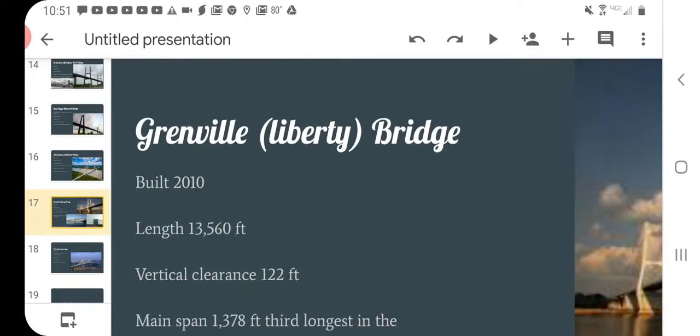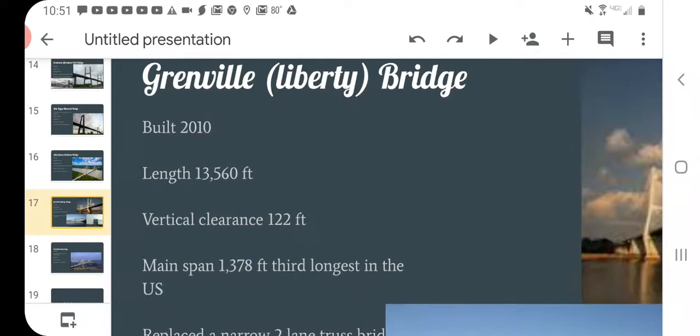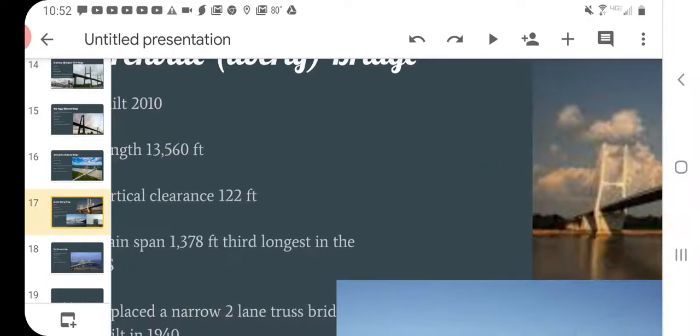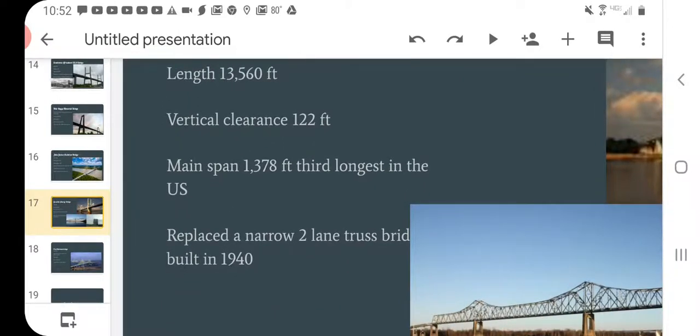I had no idea this bridge exists, but it is between the border of Mississippi and Arkansas. That is considered the south, so it's the Greenville Bridge, I think. Locals call it the Greenville Bridge, and its name is the Liberty Bridge. It was built in 2010. 13,560 feet long. The vertical clearance is 122 feet. And it's 1,378 feet at the main span.